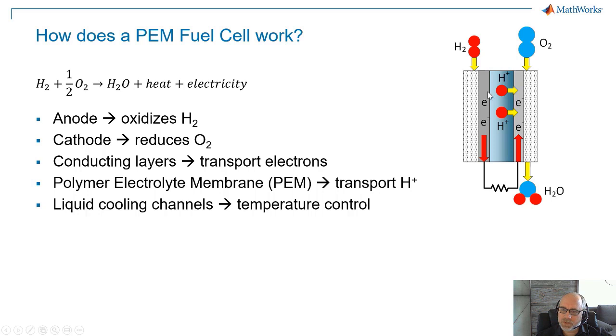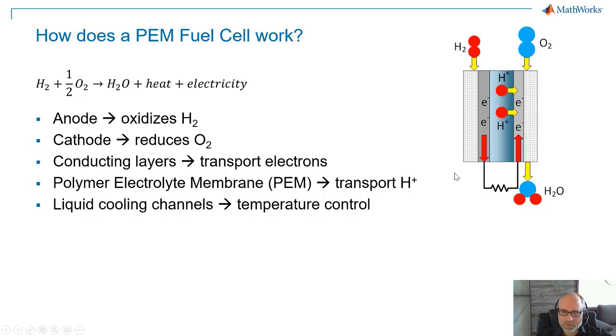The hydrogen protons will pass the membrane. And on the cathode side, we have oxygen coming in. It will be reduced, so that means it will take electrons coming over the wire, and together with the hydrogen protons, it will be converted to water vapor here, which is exhausted. We have to focus on anode, cathode, on this process here in the membrane, but we also have to think about the temperature and the heat flows in the system.